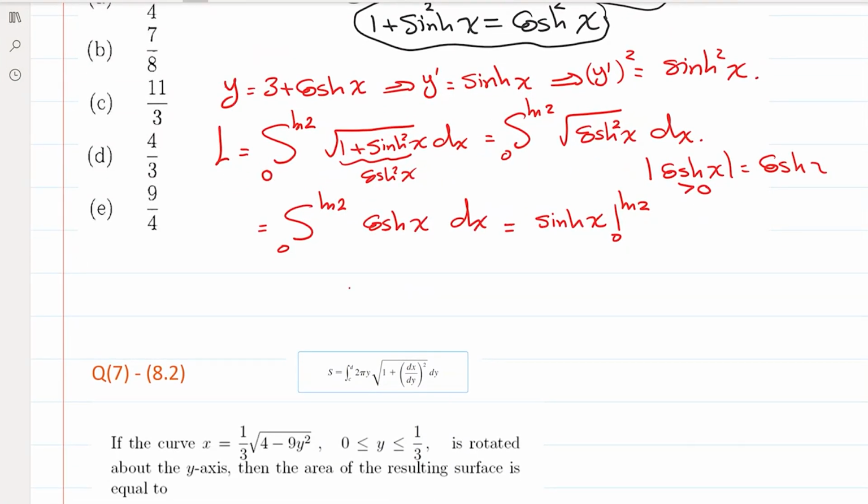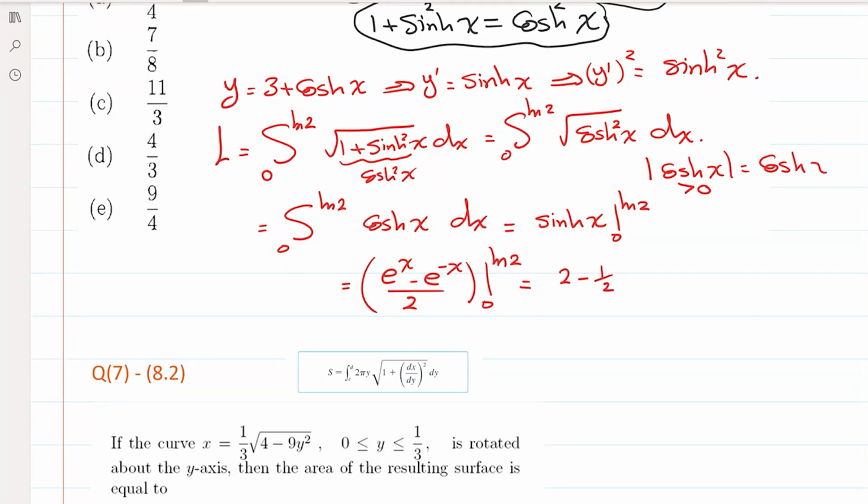Okay, so how to find the value of this one? Simply, instead of sinh, you put its value: e to the power x minus e to the power minus x over 2. And you substitute 0 to ln 2. Type e to the power ln 2, which is 2, minus e to the power minus ln 2. It will be what?